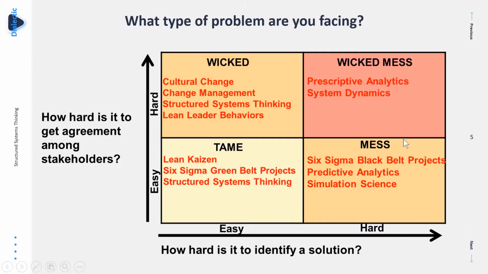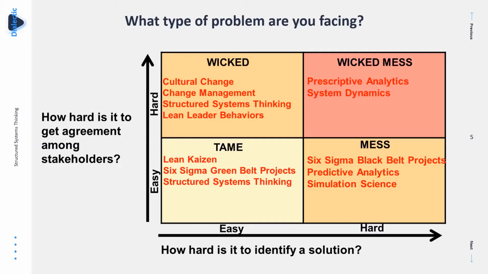Down in the mess, though, this is where you need your heavy stats, your math, your analytics projects. So this is where your Six Sigma Black Belt projects come in, your predictive analytics like machine learning, AI, things like that, even simulation science, using agent-based models or system dynamics. Wicked mess, this is where prescriptive analytics comes most in handy, and a full system dynamics, because here you have to map not just quantified dynamic complexity, but also that behavioral complexity of people interacting in the system, and all of these pieces working together.